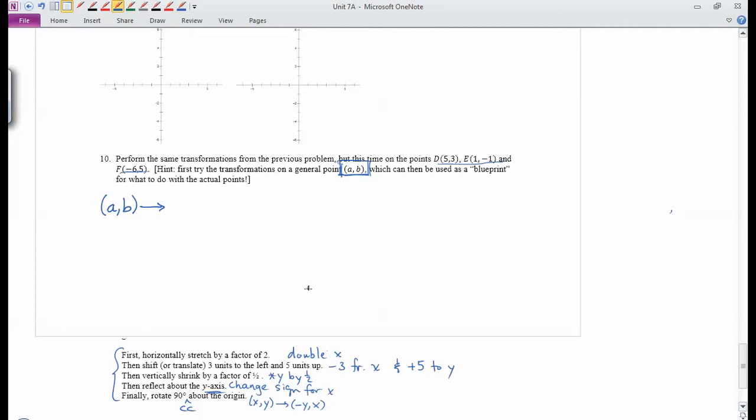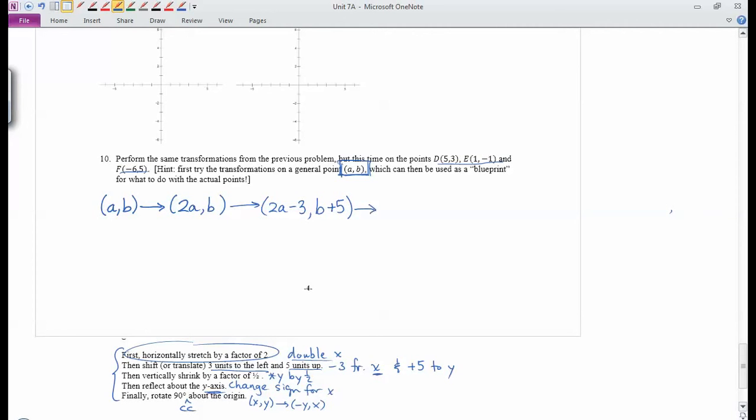So the first thing was stretch it by 2, which means double the x value. So that's going to turn into 2a comma b. And then we're going to go 3 to the left and 5 up. So I got to subtract 3 from the x value. So 2a minus 3. And then add 5 to the y value. So b plus 5.